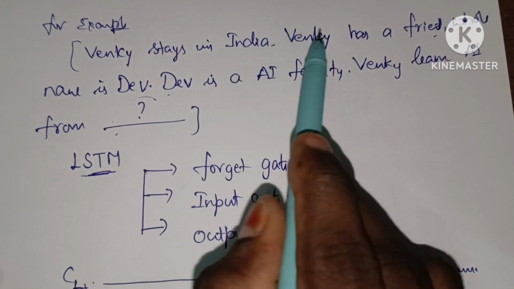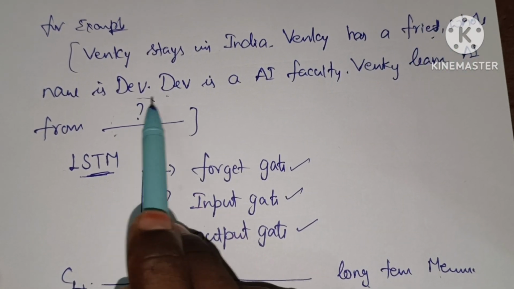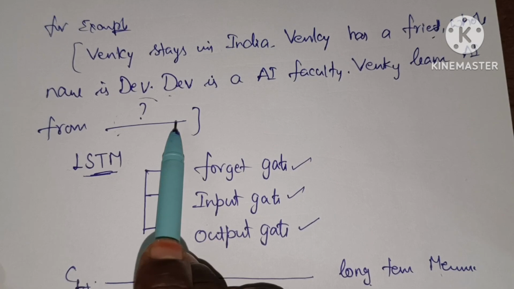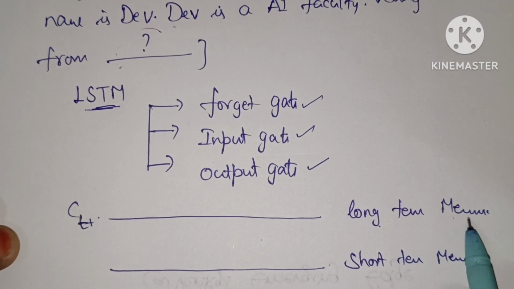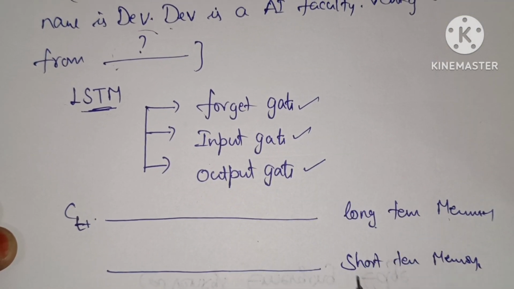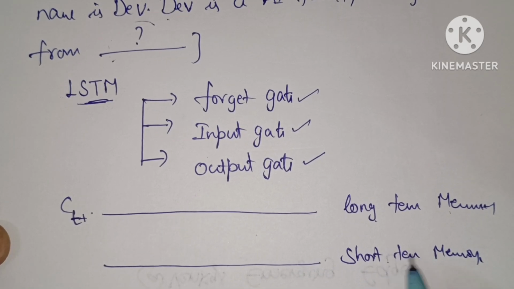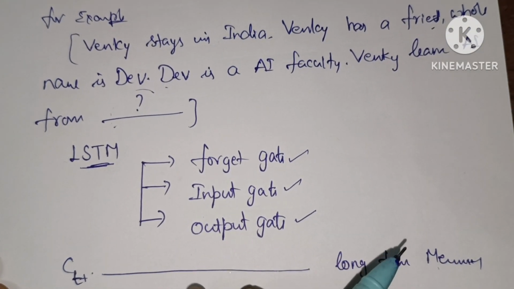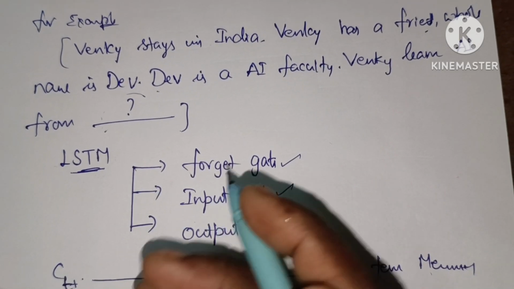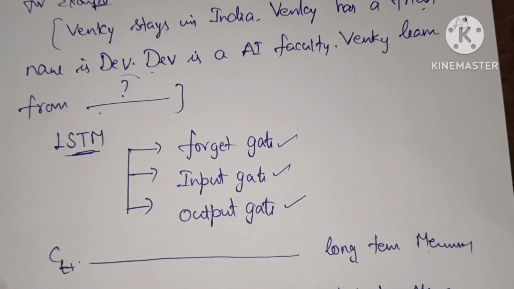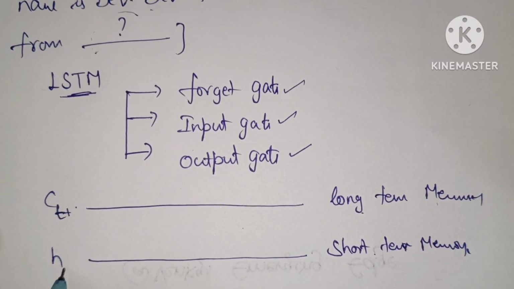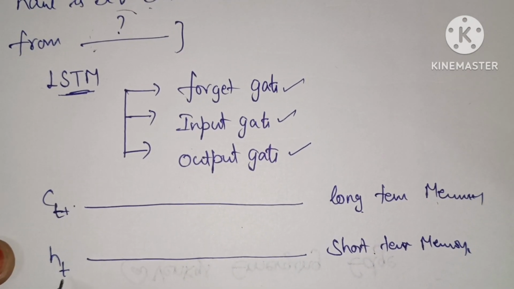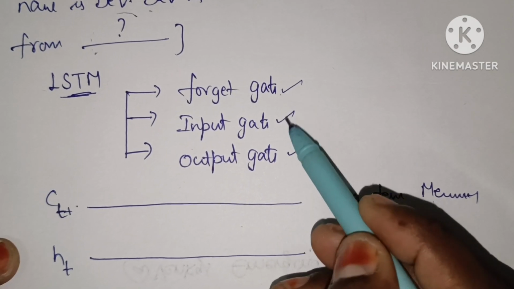Venki stays in India. Venki has a friend whose name is Dev. Dev is the AI faculty. Venki learned AI from question mark. This is the long-term memory, so it mainly stores this entire data. But in short-term memory, you mainly focus on which data is relevant, which will be retrieved, and which data is irrelevant, which you can avoid. Clear? Okay. So this is H(t). H(t) means hidden state. Is it clear? Hidden state.